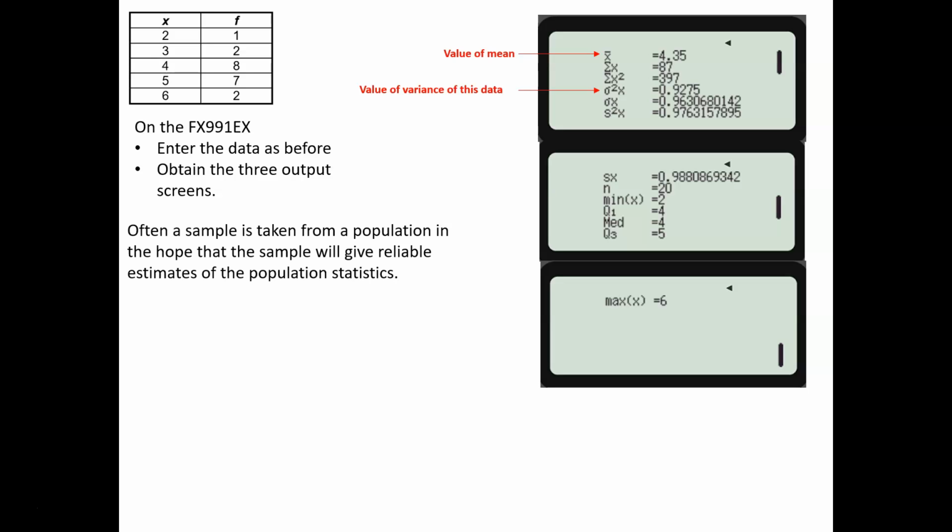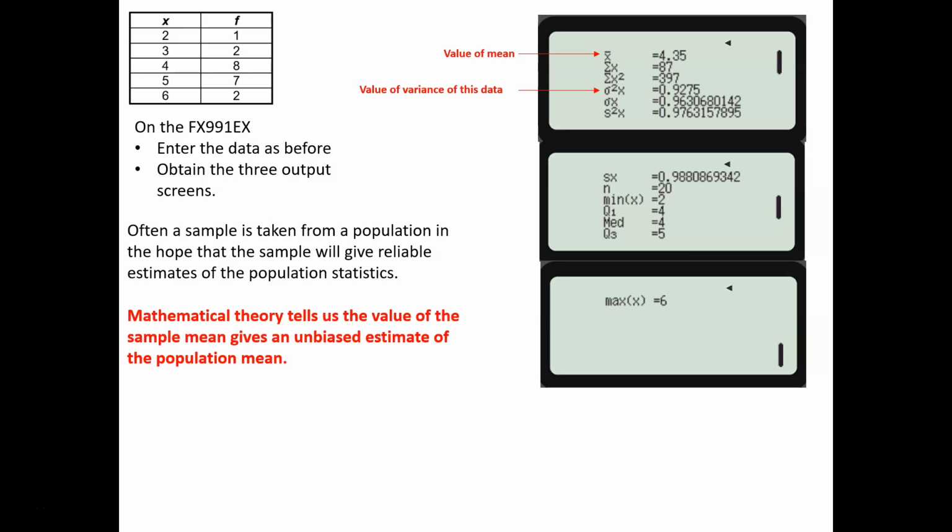Now, when we're doing statistics, often we are taking a sample from a much larger population in the hope that the sample will give us reliable estimates of the population statistics. Now, fortunately, mathematical theory, which is a little bit beyond the level of this particular course, tells us that the value of the sample mean gives us an unbiased estimate of the population mean. So we can use the value of the mean obtained from the sample as a good estimate of the population mean.